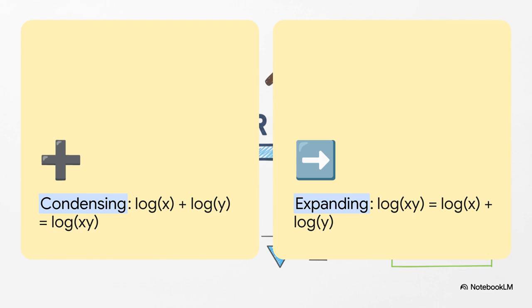Why does this work? Well, remember what a log is? It's an exponent. And what do you do with exponents when you multiply numbers with the same base? You add them, so it makes perfect sense. And remember, this works both ways. You can condense 2 logs into 1 or expand 1 into 2.